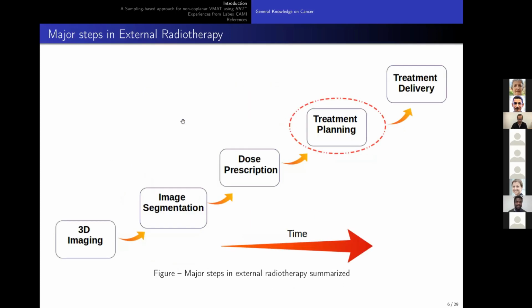Generally, in treatment planning, the steps are like this. You start with 3D imaging. At the first step, you take the image of the patient, then you do the segmentation, and then the clinician prescribes the dose at the third step. Then you take the prescription from the clinician and do treatment planning, and then you deliver the treatment at the treatment delivery stage.